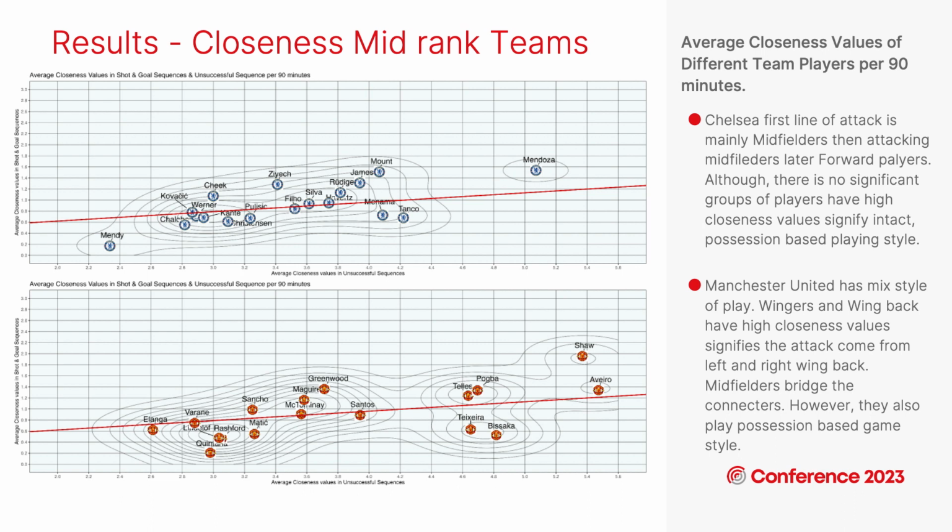The second example is also very interesting because here in Manchester United, we can see there is a mixed style of play. On the far right, there is Shaw, there is Cristiano Ronaldo. They are important players. The other players are giving the ball back to them again and again.